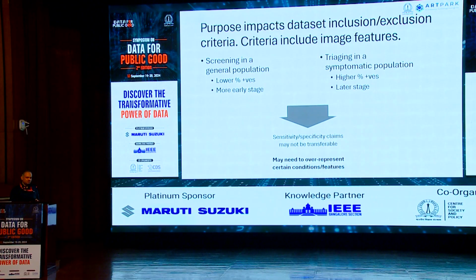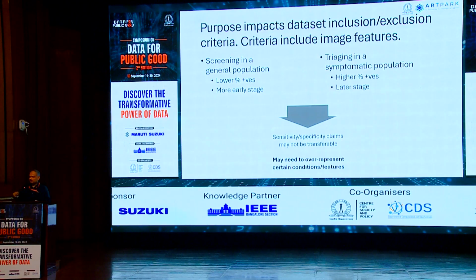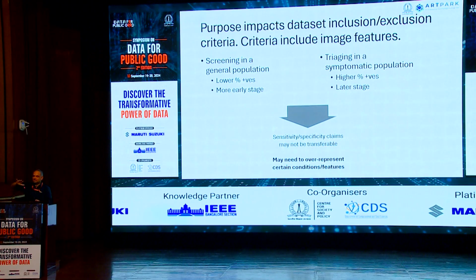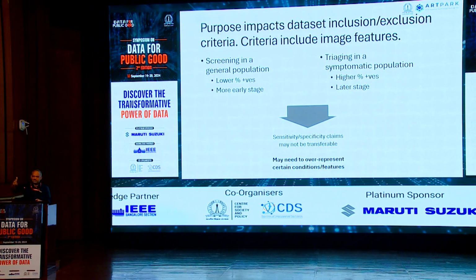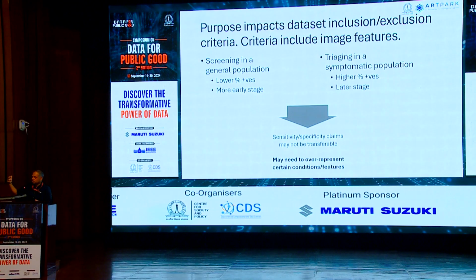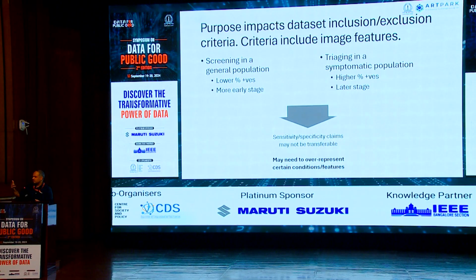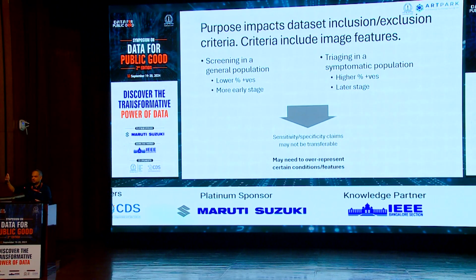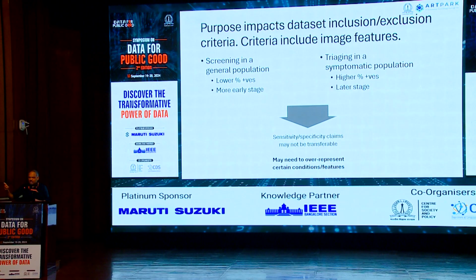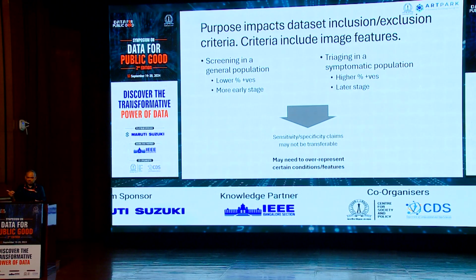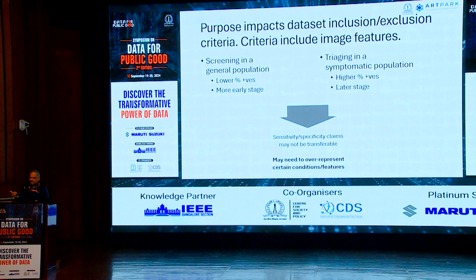One of the fundamental principles we laid out is that purpose impacts data set inclusion and exclusion criteria, right? Let's say for any disease X, you're trying to do screening in a general population. The number of positives is going to be very low and mostly early stage. If you go to a facility, folks already show up with symptoms. By the way, TB is a classic example of this, right? Folks show up with symptoms, which means you will have a higher number of positives, and they are at an advanced stage. And if you are trying to use the same algorithm in both places, will you get the same sensitivity and specificity?